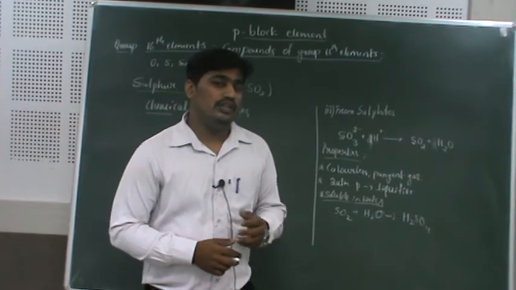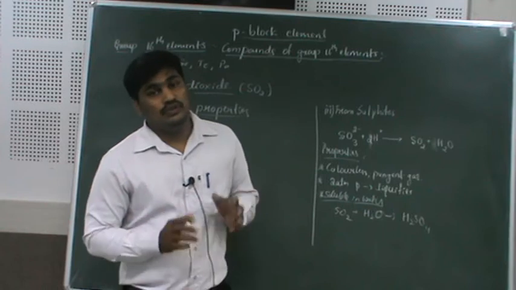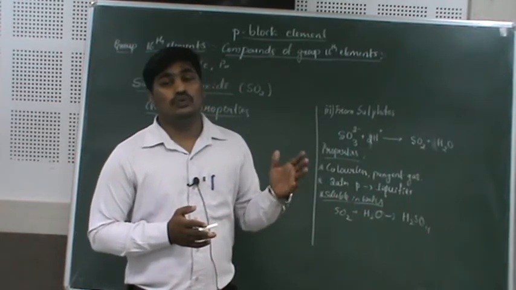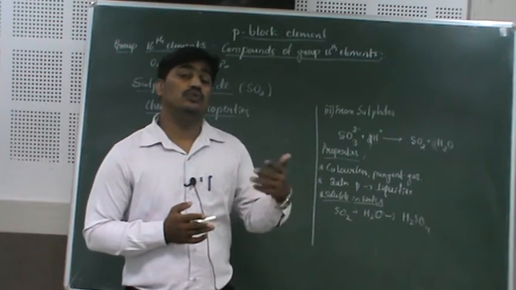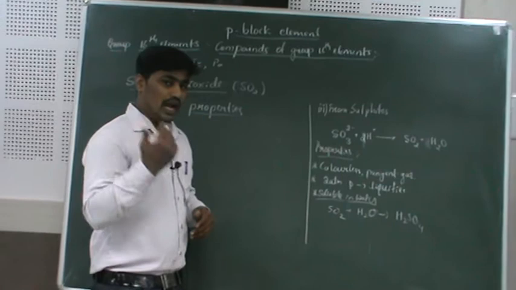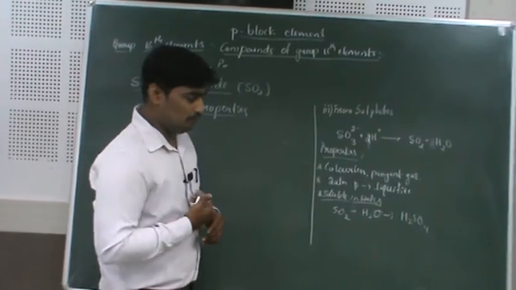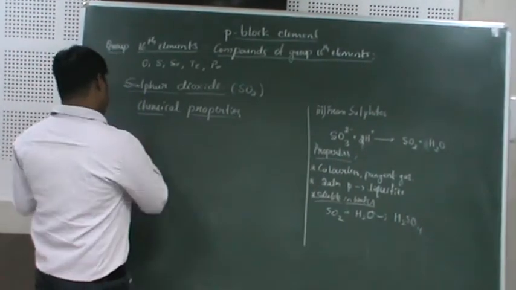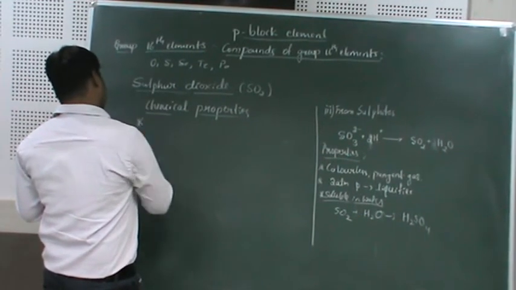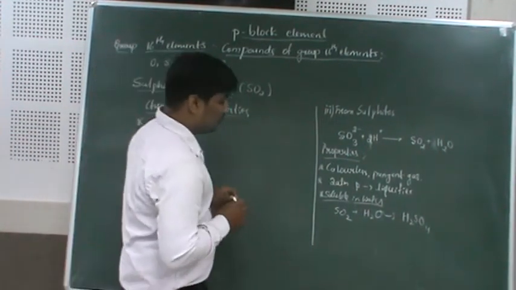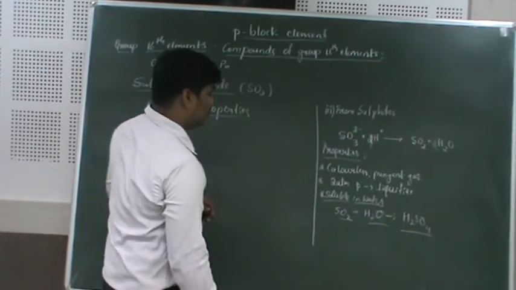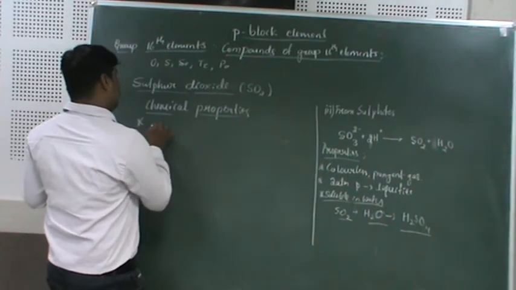Sulfur dioxide is a good reducing agent. It reduces iron from +3 to +2, and all that. So it is a good reducing agent. Before that, we studied the solubility and formation of sulfuric acid.